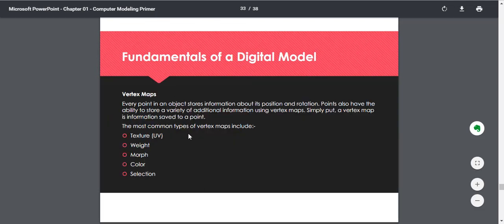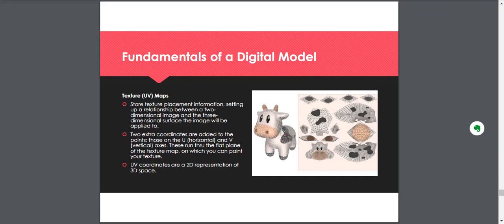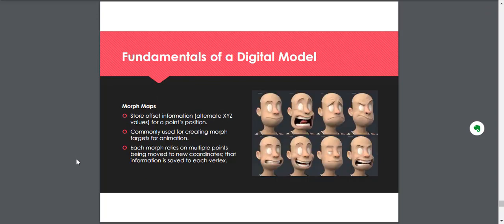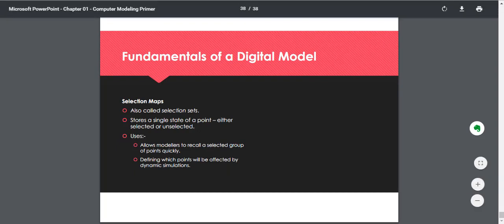And finally, vertex maps. I know this has been asked in the mid-semester exam, but that was just a matching question, so it was quite easy. What you need to do now is be able to articulate every single vertex map if I were to ask it in the final exam. So for instance, what are weight maps? How can you use them? Perhaps what are morph maps, or what are selection maps, and so on. Okay, so that's what you need to focus on.